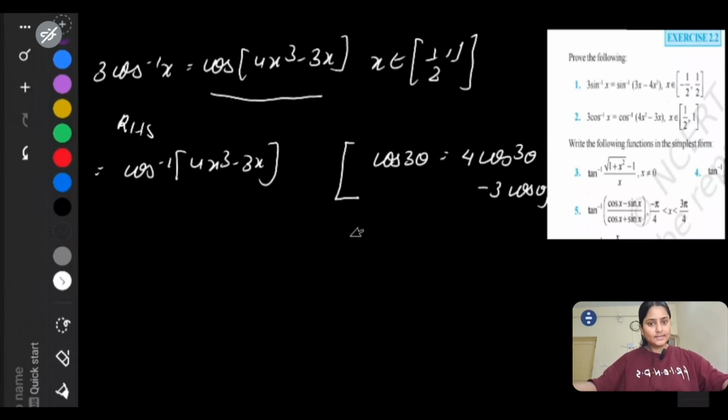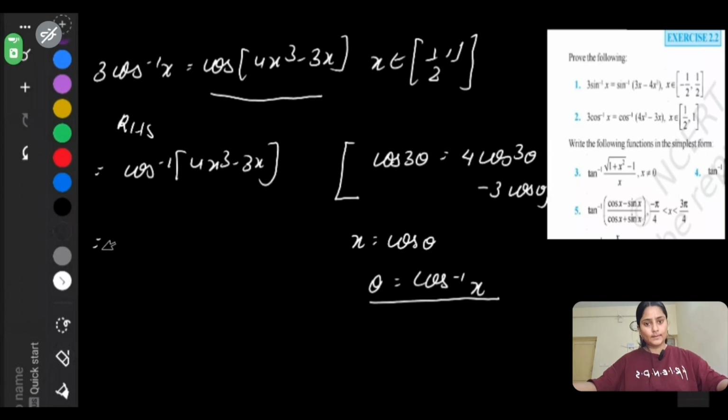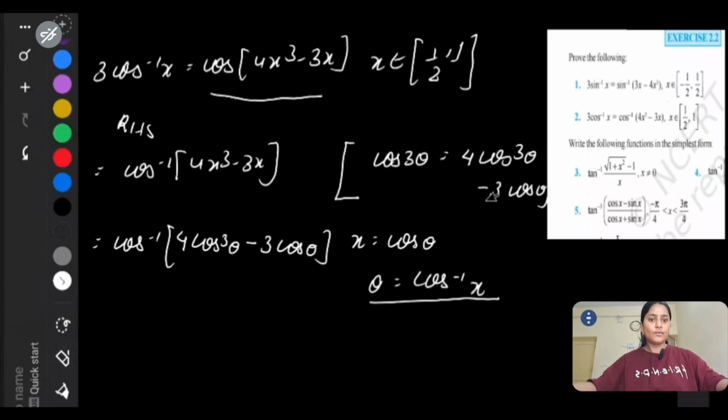Can we write it as x is equal to cos theta and theta is equal to cos inverse x. We'll shift cos to this side, so we'll write cos inverse x. Now I'll put the value of x into the bracket. Cos inverse of 4 cos cube theta minus 3 cos theta. Now this exactly looks like this formula, so we'll replace this with cos 3 theta.